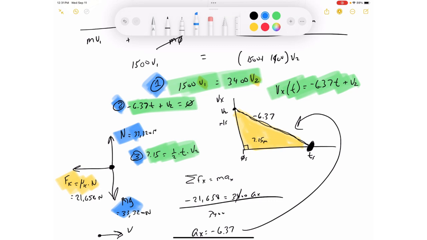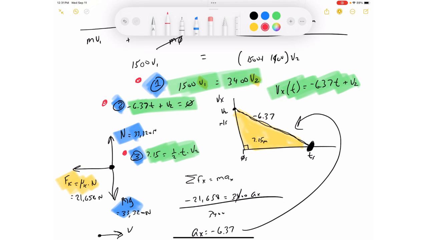So now I have 3 equations, right here, and right here. In the first equation I have v1 and v2. In the second equation I have v2 and t. And in the last equation I have t and v2.